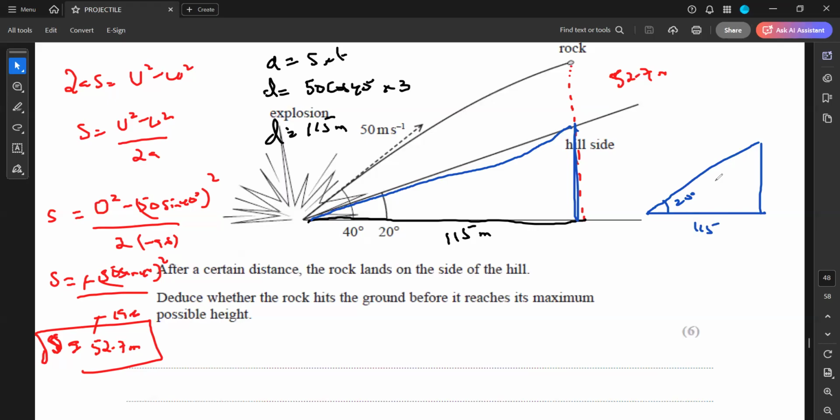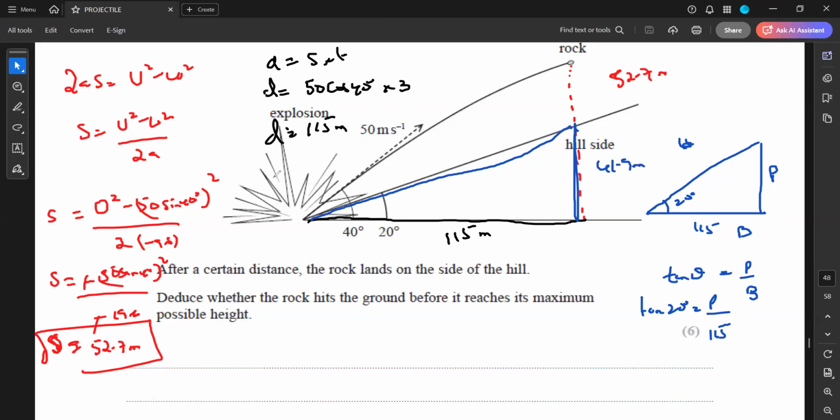A right angle triangle is there. So this is the base for you. This one is the hypotenuse and this is the perpendicular. You need the perpendicular. So you have tangent theta equals perpendicular divided by base. So tan 20, the perpendicular is unknown and the base is 115. So tan 20 multiplied by 115. What is the height of the hill? 41.9. So the hill is 41.9 meter.